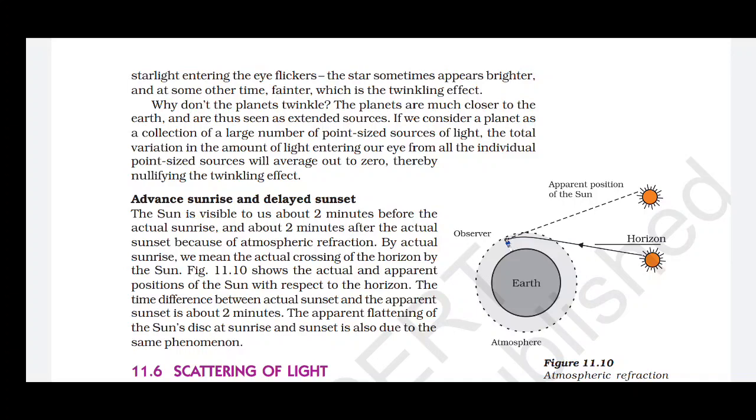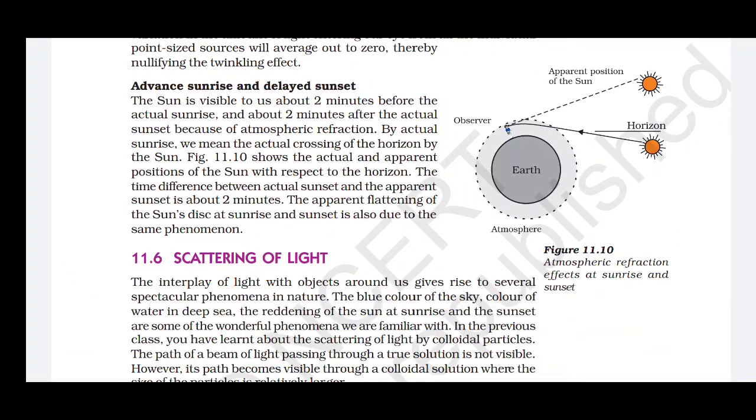Next is the advanced sunrise and delayed sunset. The sun is visible to us about 2 minutes before the actual sunrise and about 2 minutes after the actual sunset because of atmospheric refraction. Actual sunrise means it crosses the horizon. The horizon is a direct perpendicular line from the sun to the observer. The time difference between the actual sunrise and the apparent sunrise is about 2 minutes. This apparent flattening of the sun's disk is also due to the phenomenon of refraction of light or atmospheric refraction.